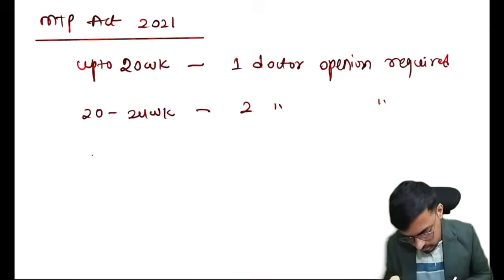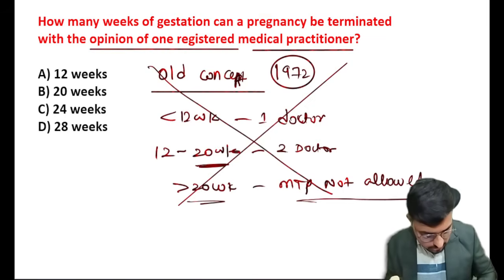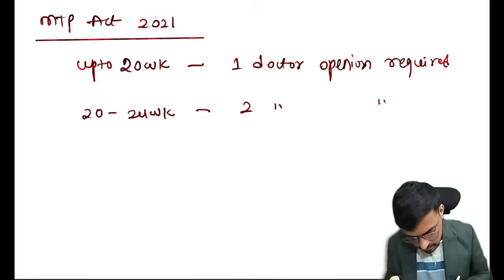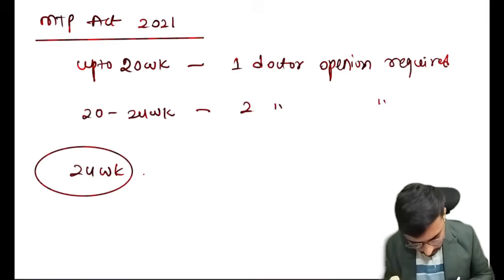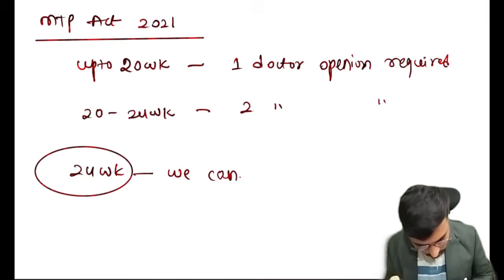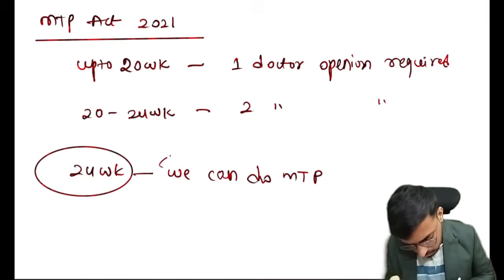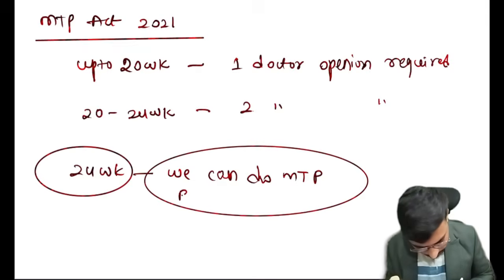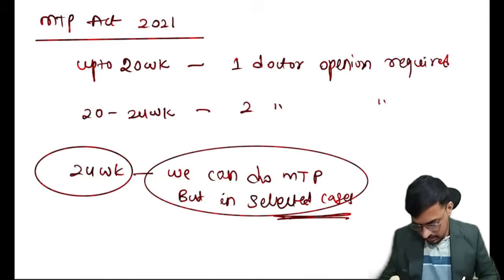Remember, in the old MTP Act, after 20 weeks MTP was not allowed. In the new MTP Act, till 24 weeks we can do the MTP, the medical termination of the pregnancy, according to the new rule. Very important, but in selected cases only, not for the regular cases. Remember, very important points, sir.